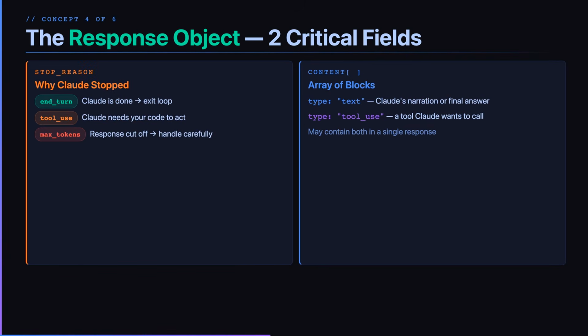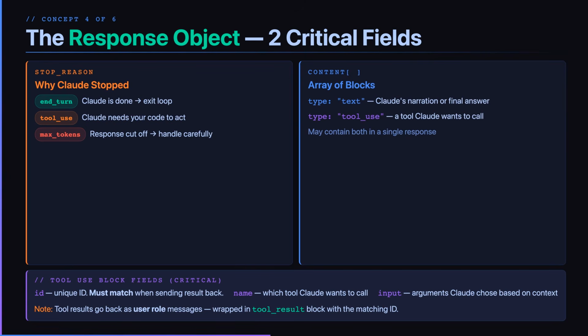Second is the content array, a list of blocks. A text block contains Claude's narration or final answer. A tool_use block contains a tool Claude wants to call. A single response can contain both. Each tool_use block has three fields: an ID that uniquely identifies this call, the name of the tool Claude wants to use, and the input object Claude chose. That ID is critical. When your code sends the result back, you must reference the exact same ID. Tool results always go back as user role messages, wrapped in a tool_result block.